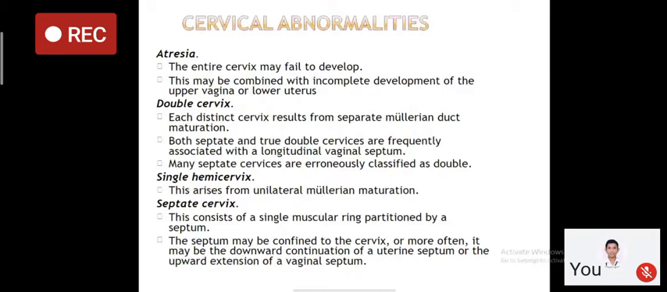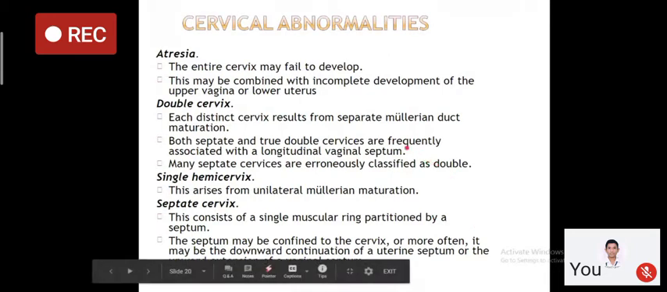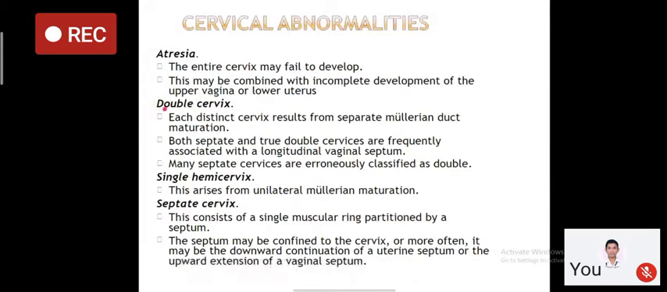Cervical abnormalities: atresia. The entire cervix may fail to develop. This may be combined with incomplete development of the upper vagina or lower uterus. Double cervix. Each distinct cervix results from separate Mullerian duct maturation. Both septate and true double cervices are frequently associated with a longitudinal vaginal septum. Many septate cervices are erroneously classified as double.